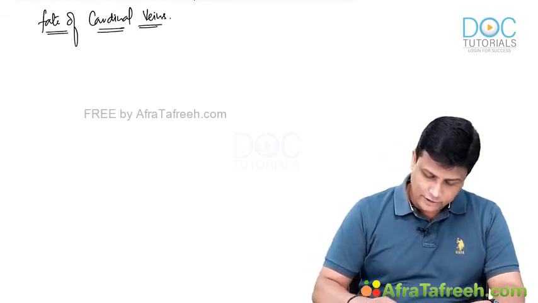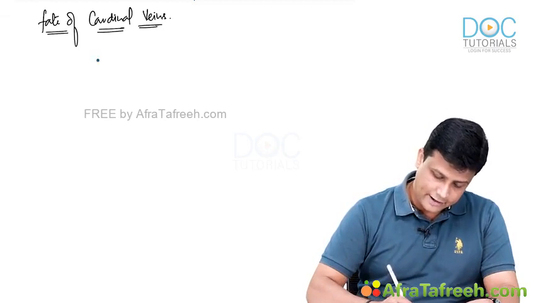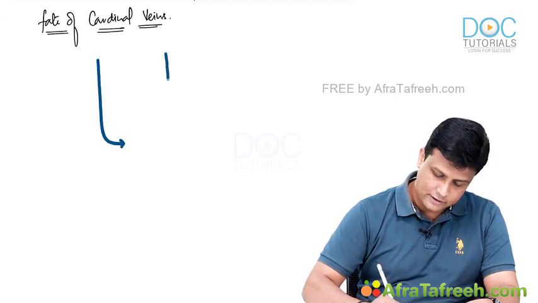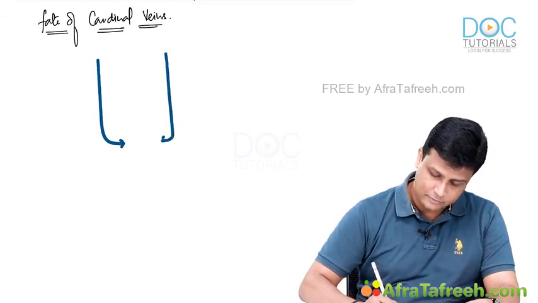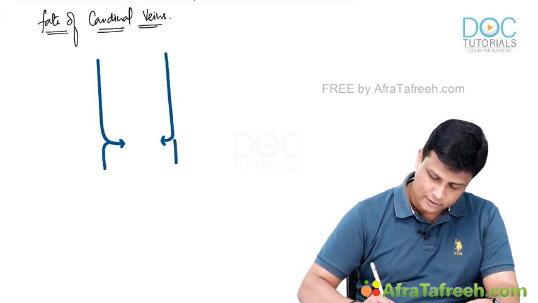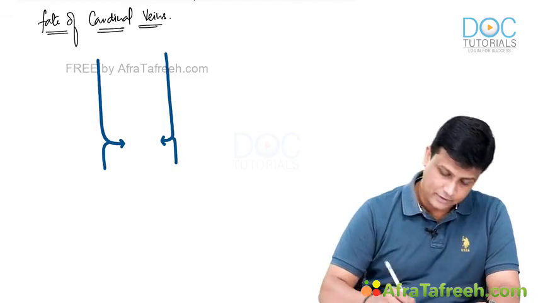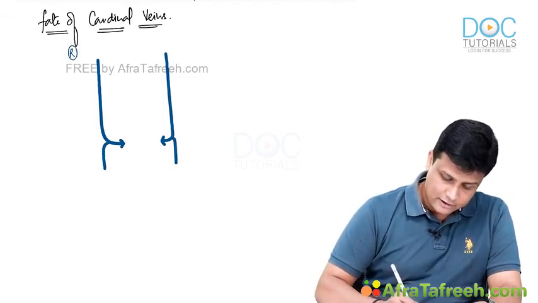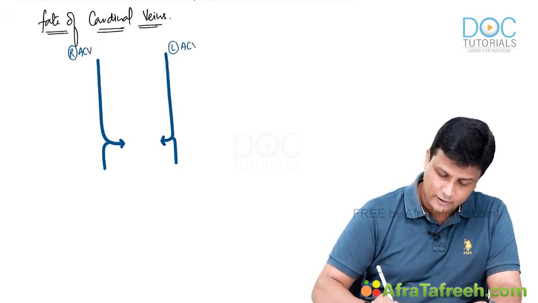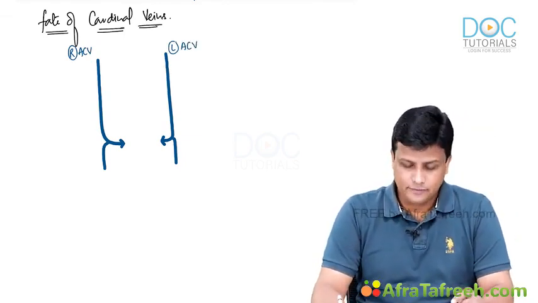So let me first of all draw our main diagram here, guys. For example, if this one will be the right anterior cardinal vein, and this one here will be the left anterior cardinal vein, and then there will be a posterior cardinal vein. So first I am concentrating only on the anterior cardinal vein, not the posterior. This one is the right anterior cardinal vein, and this one is the left anterior cardinal vein, and they have to contribute in the formation of superior vena cava.